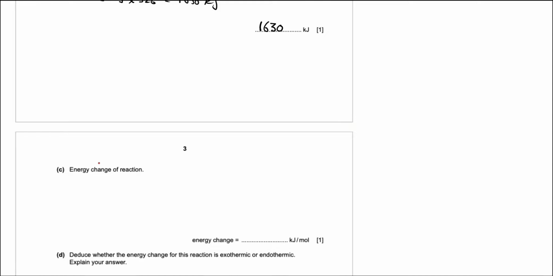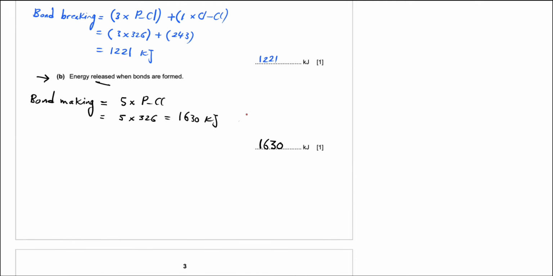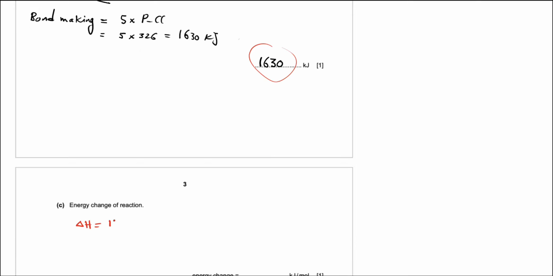The last usual point, he's asking to find the overall energy change of the reaction. And as we said before, you just take the difference between bond breaking and bond making. So delta H for the reaction is going to be 1221 minus 1630, and that gives us minus 409 kilojoules per mole. So the final answer is minus 409 kilojoules per mole.